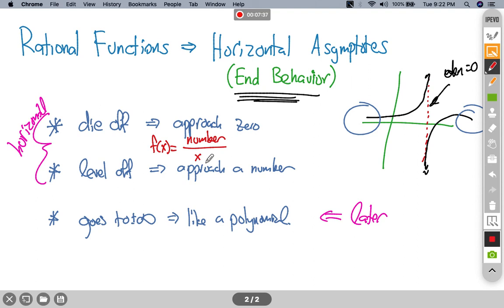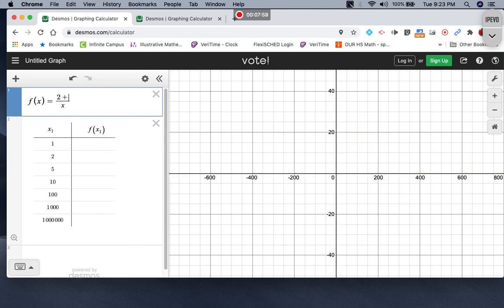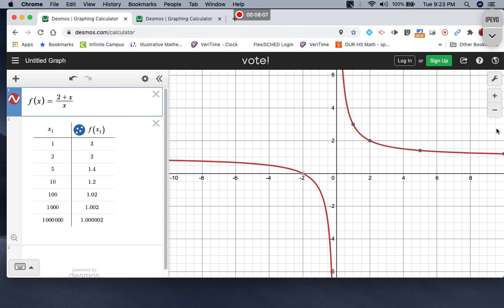So how do we get it to approach a number? Well, probably if we put something up on the top here besides just a number. So let's see what we can do. Instead of going, what if I go 2 plus x? Well, that's hard to see here. Now if we look, this doesn't die off to 0 anymore.